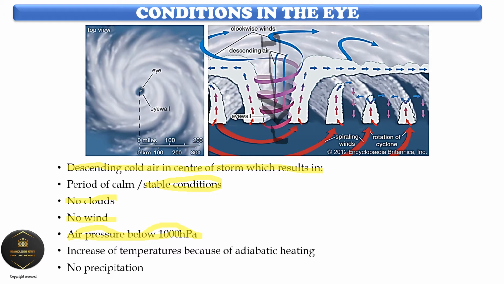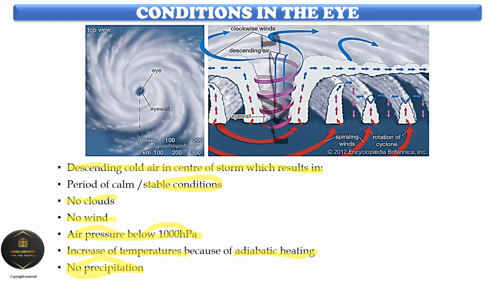And remember, as this cold air is sinking, it is warming up adiabatically, so it is increasing in temperature with a decrease in altitude. Sorry, with that decrease in altitude, we will be having an increase in temperature, and that is what we call adiabatic heating. In essence, we are basically saying that there will be no precipitation at all in the eye. So those are the conditions of the eye.